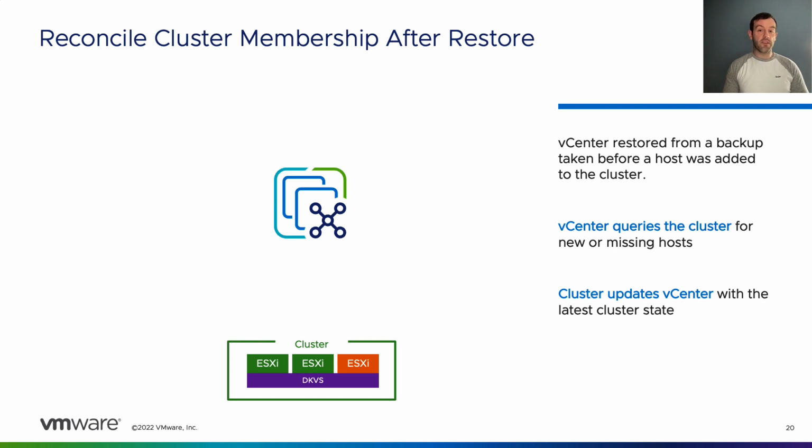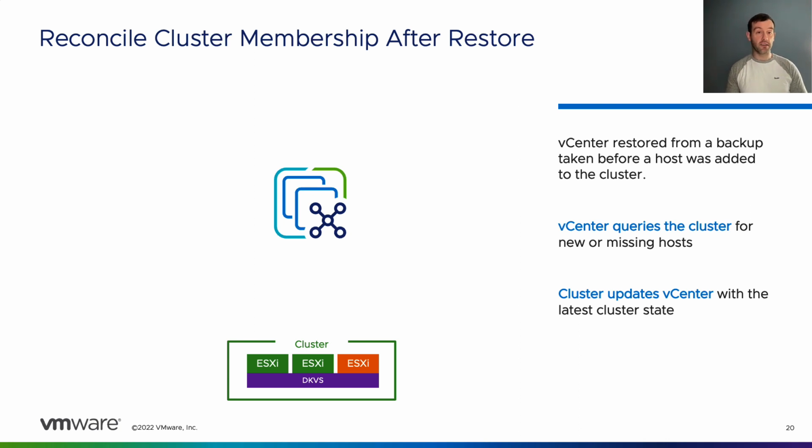So let's say the vCenter backup was taken on a Monday, and then we added more hosts to the cluster. We added a 3rd host to the cluster on Tuesday. And then on Wednesday, we had a catastrophic issue. The vCenter was completely unrecoverable and we had to restore from backup. So vCenter gets restored from backup that was taken on Monday.